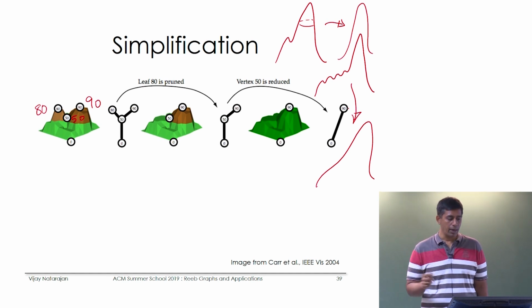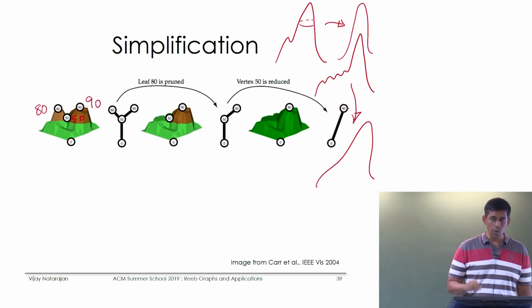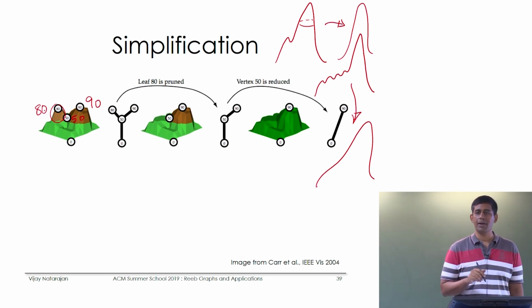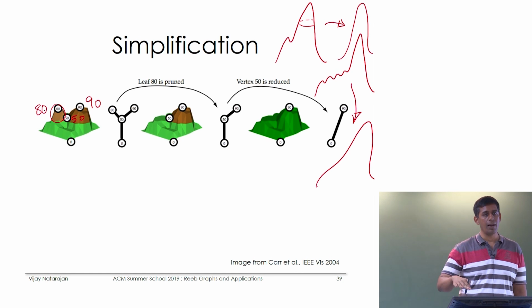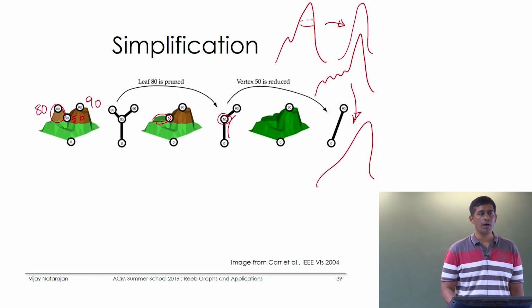And all this makes geometric sense also. What does pruning correspond to? Pruning a leaf corresponds to taking this hill and suppressing it, kind of pushing it down towards the saddle. So, essentially making it flat. That hill became flat. That is essentially what you are doing. And so, this 50 now became a regular point, and you do not want a regular point. So, you reduce that vertex. So, you merge across that degree 2 node, and you get a new tree.